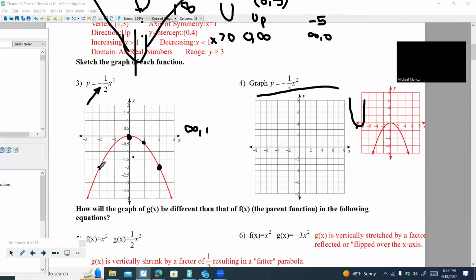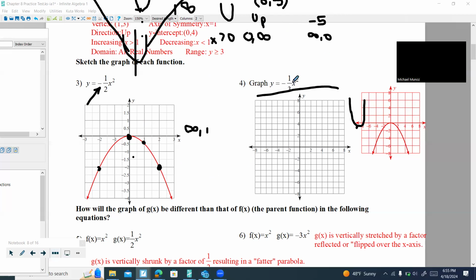So that's just the quickest way to do it, but you can always plug your numbers in, and you could plug in the number 2 here. 2 squared is 4. Negative half times 4 is negative 2. So that's the other way you could do it.